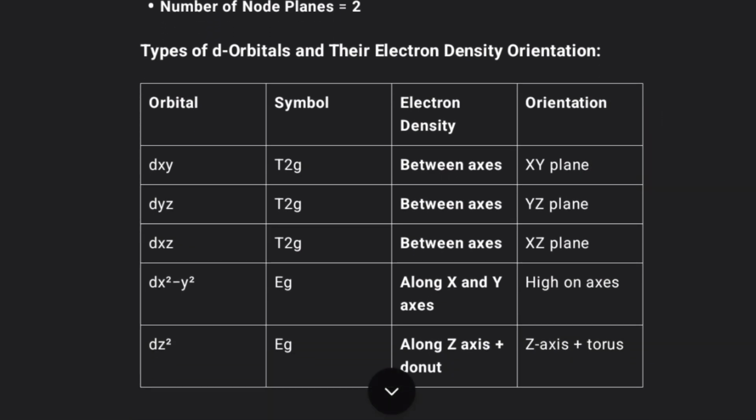d_xy: lobes between the axes, in the xy plane. d_yz: between the y and z axes, in the yz plane. d_xz: between the x and z axes, in the xz plane. d_x²−y²: along the x and y axes, high density on the axes. d_z²: along the z-axis, plus a donut, a torus around the z-axis.